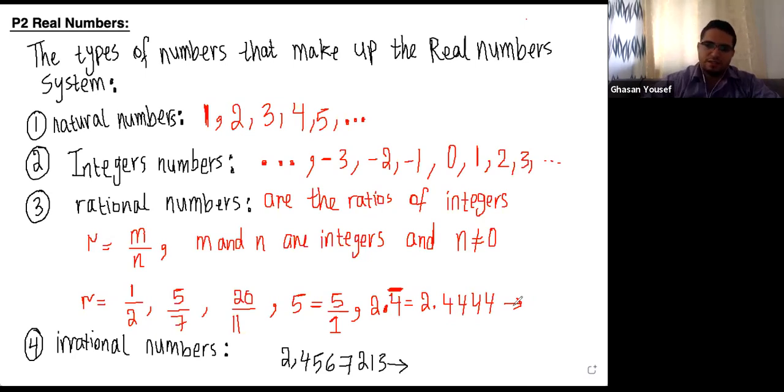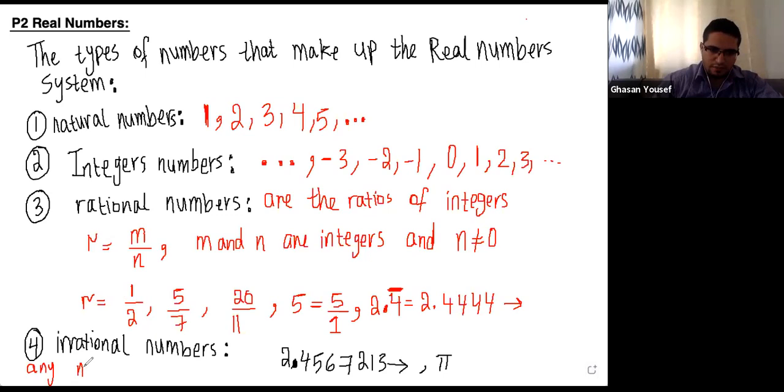But if the number is not repeated, like this example, 2.4567213 and go on, this is not repeated, so it is an irrational number. Another example of an irrational number is pi. But let me first define the meaning of an irrational number. I can say any number that cannot be written as a fraction.